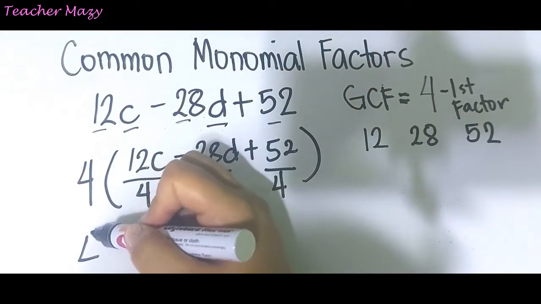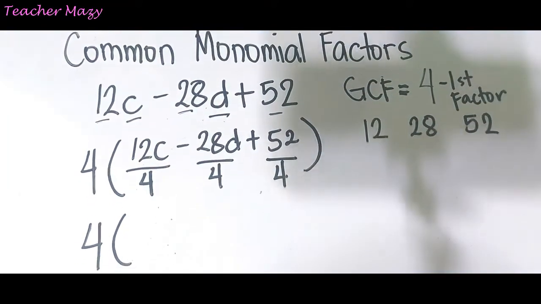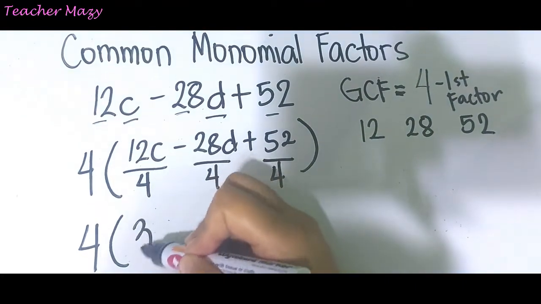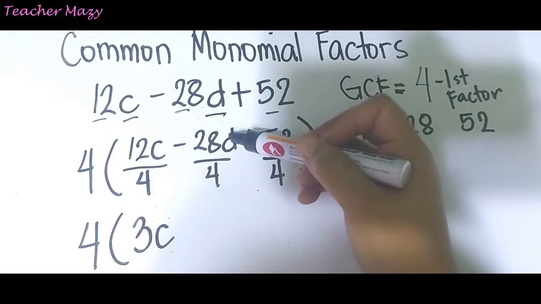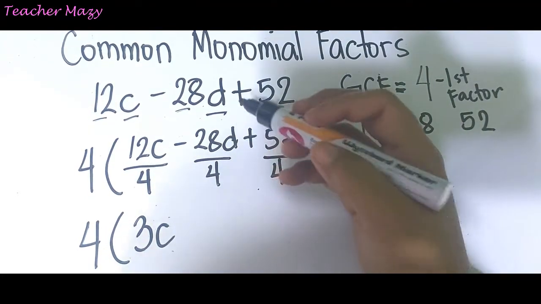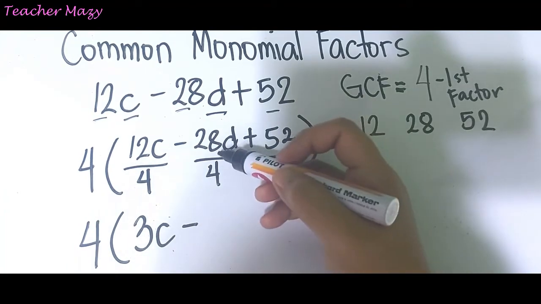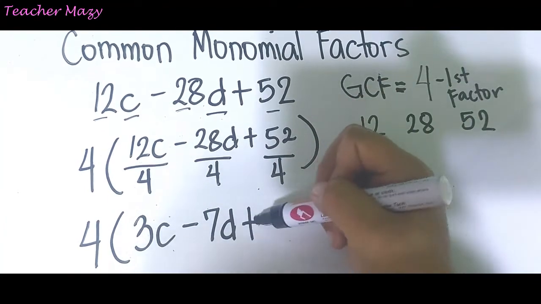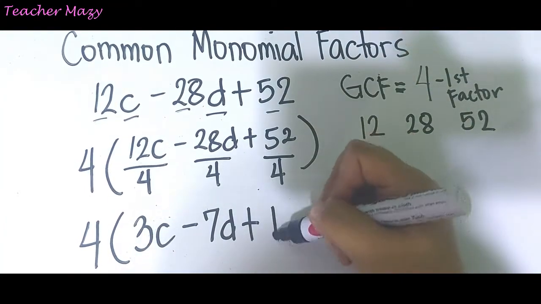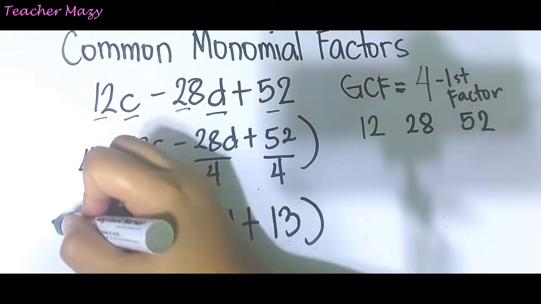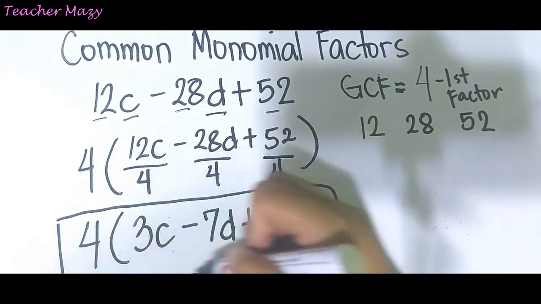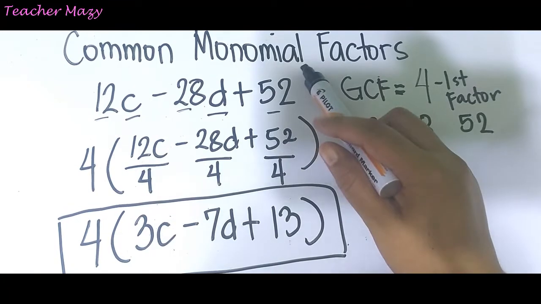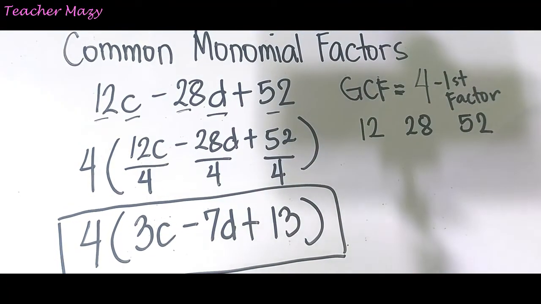So we have 4, which is our first factor. 12c divided by 4 is equal to 3c, and then 28d divided by 4 is 7d, and then 52 divided by 4 is equal to 13. And this is the answer. This is the factored form of this polynomial using the common monomial factor.